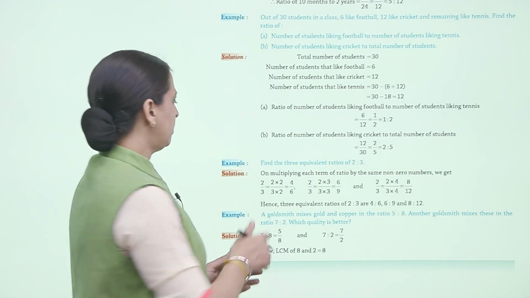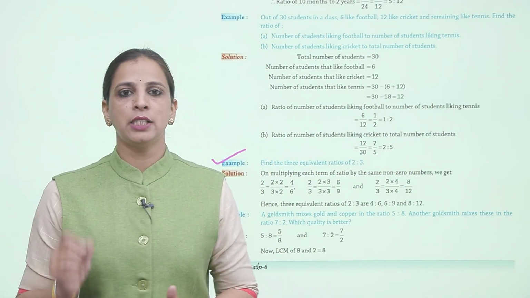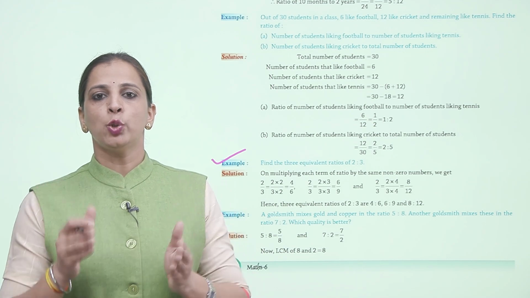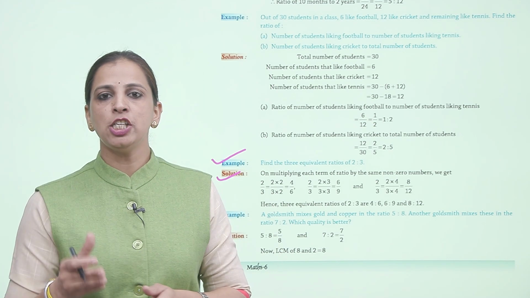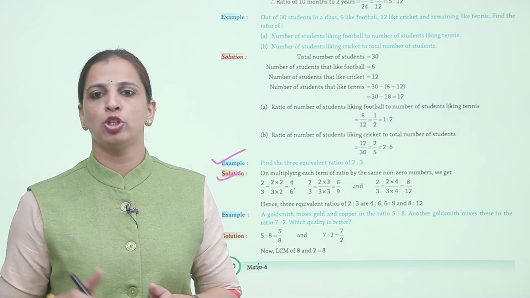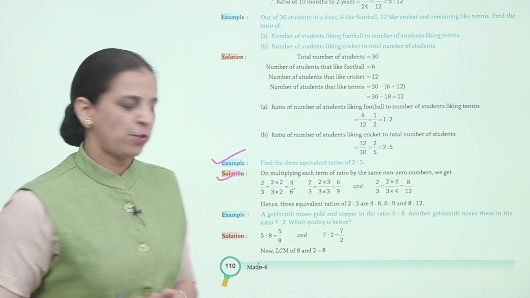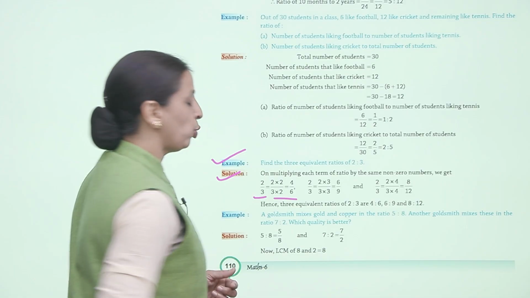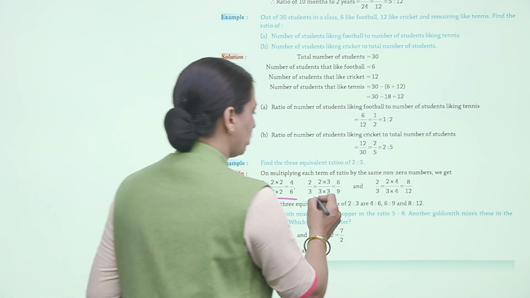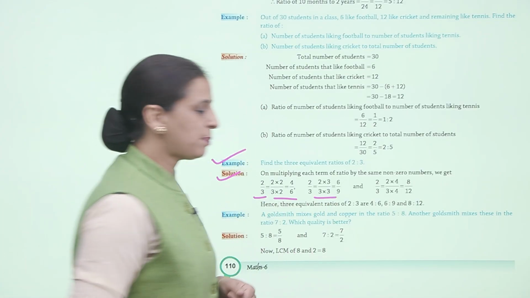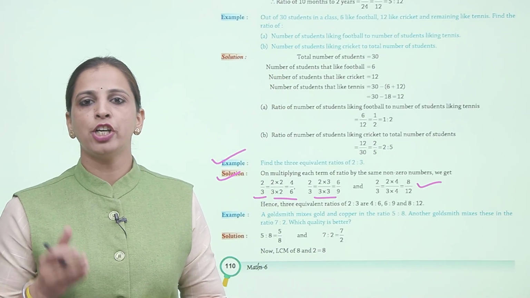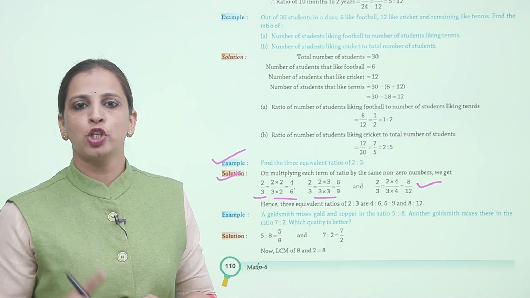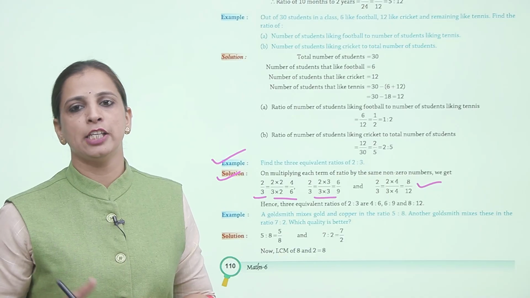Now next example. Find the 3 equivalent ratios of 2:3. Solution करते हैं. On multiplying each term of ratio by the same non-zero number we get. Fraction में convert किया, 2 by 3 multiply by 2 is 4 by 6, multiply by 3 is 6 by 9 and multiply by 4 is 8 by 12. Hence, 3 equivalent ratios of 2:3 are 4:6, 6:9 and 8:12.